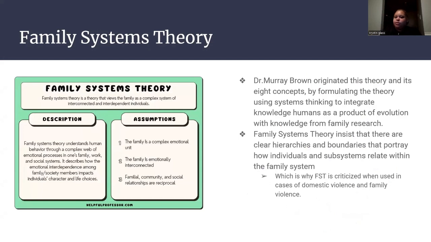Family systems theory was created by Dr. Murray Bowen. This theory and its 8 concepts were developed by formulating the theory using systems thinking to integrate knowledge of humans as a product of evolution with knowledge from family research. Family systems theory insists that there are clear hierarchies and boundaries that portray how individuals and subsystems relate within the family systems, which is why family systems theory is actually heavily criticized when used in most cases of family and domestic violence.